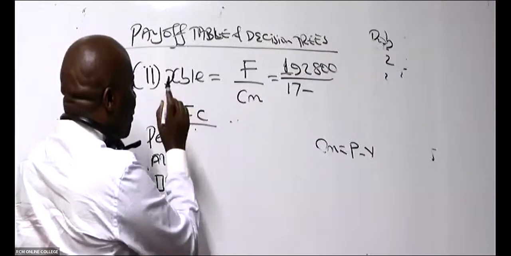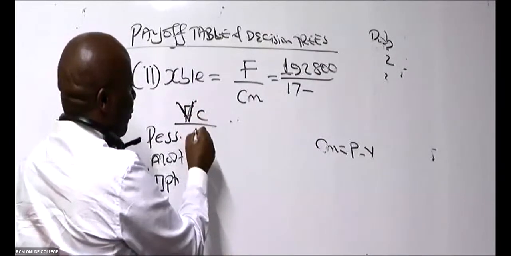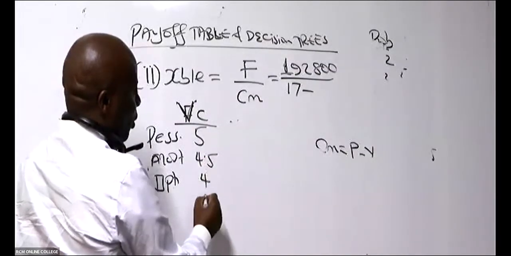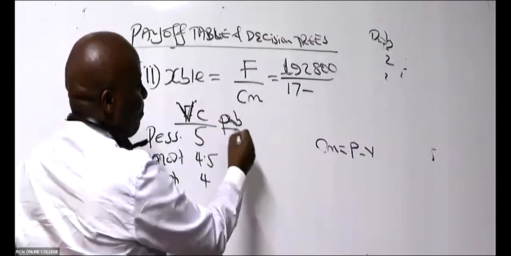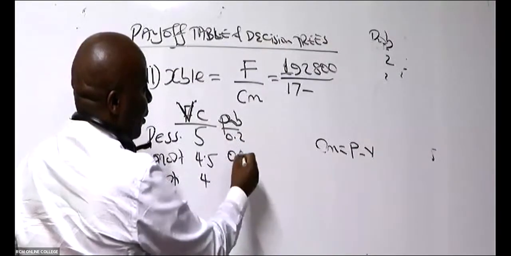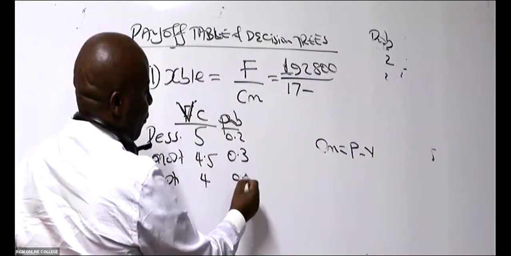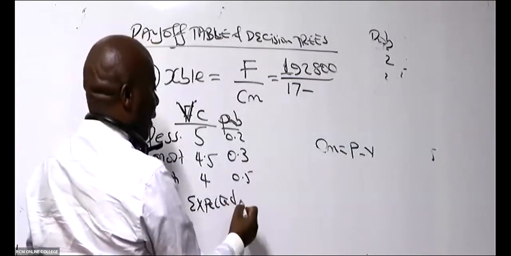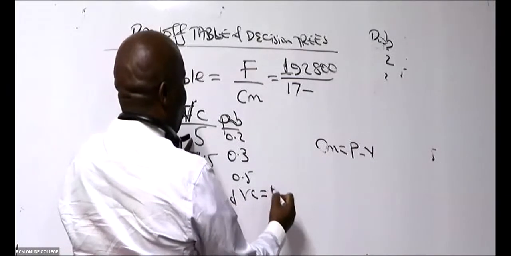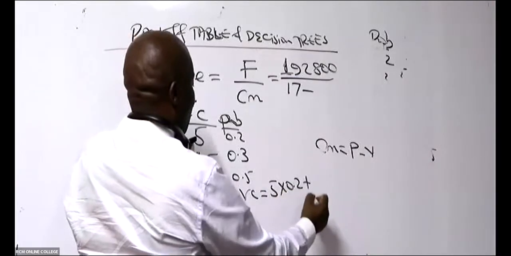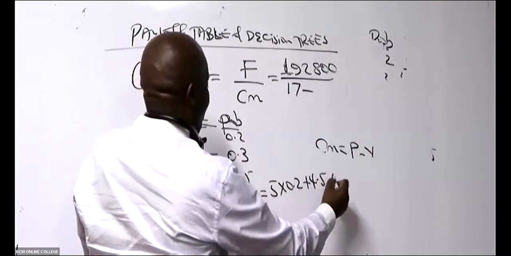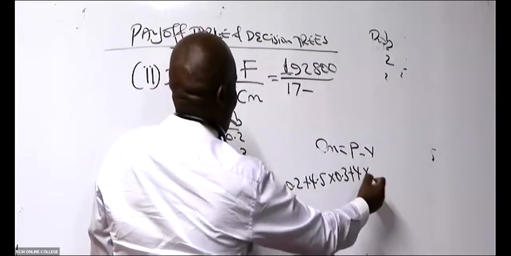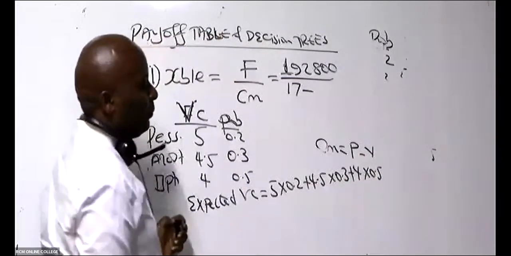Not fixed cost, but variable cost. Sorry for that. 5, 4.5, 4. Probabilities are the same: 0.2, 0.3, 0.5. So they give me expected variable cost, which will be 5 times 0.2 plus 4.5 times 0.3 plus 4 times 0.5.